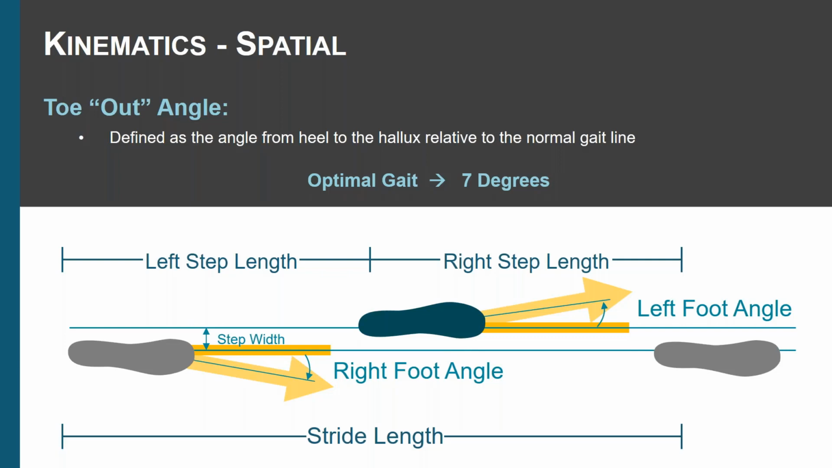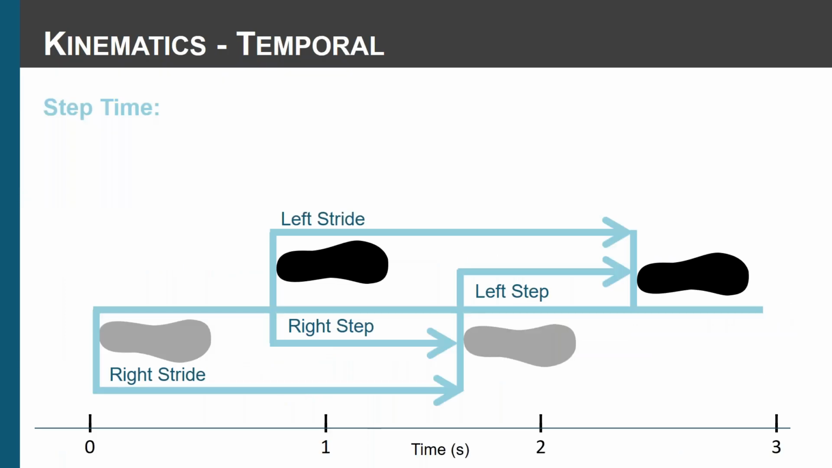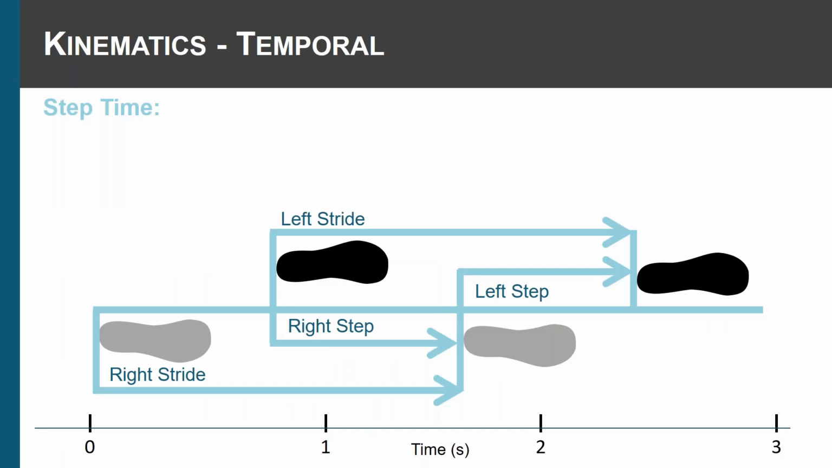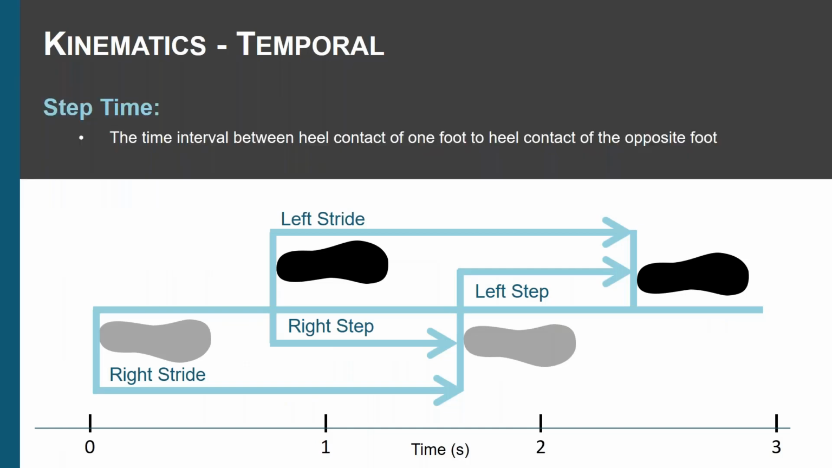Let's look now at the temporal parameters. So we have step time, which is defined as the interval between heel contact of one foot to the heel contact of the opposite foot. We can see our right step is here from the heel strike to the next heel strike of the opposite foot.